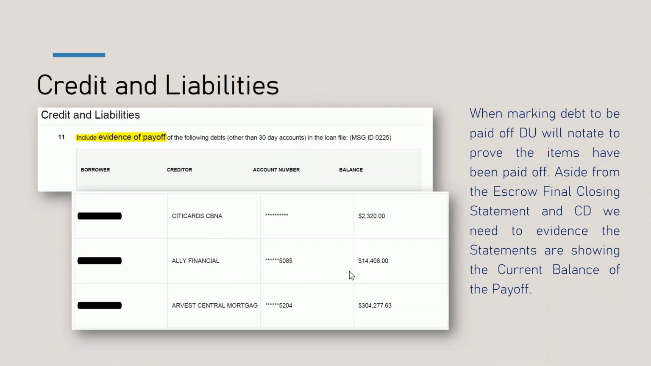So let's say the balance here on your DU is based on the credit that you ran at 2,320, but your statement is higher. You've got to keep in mind, we're going to have to pay that higher balance. Again, if it's lower, same thing. We're going to end up paying the lower balance, just as long as the statement is current.